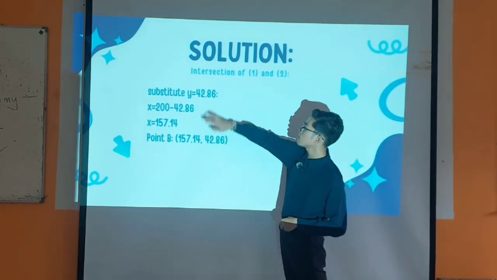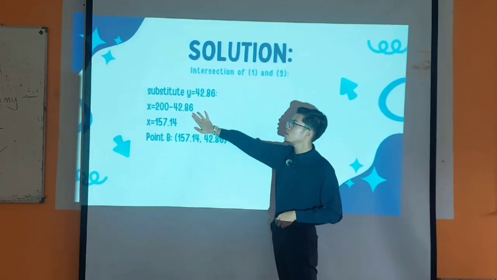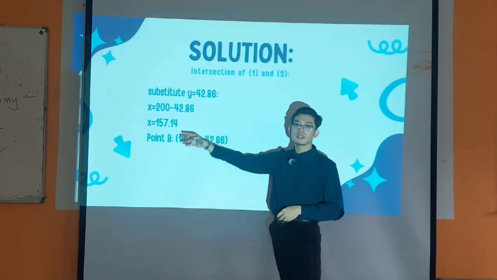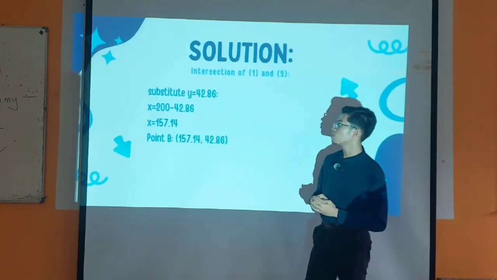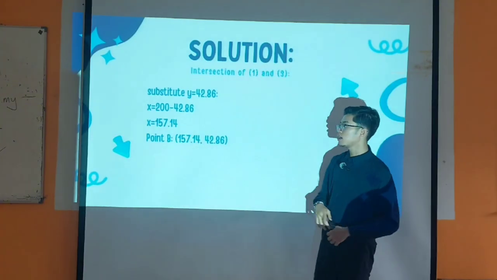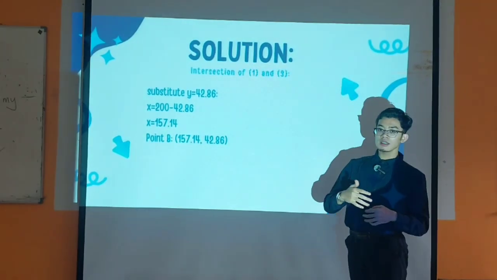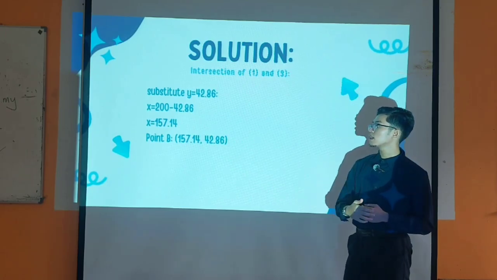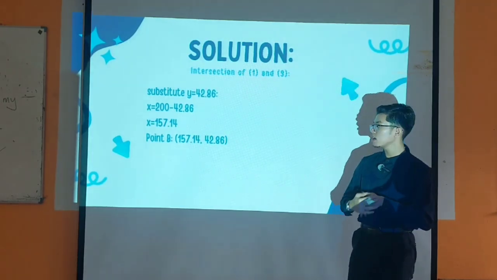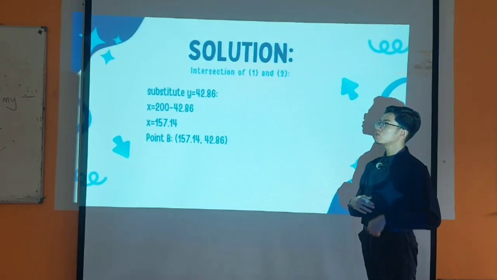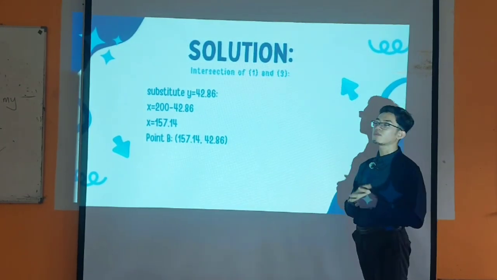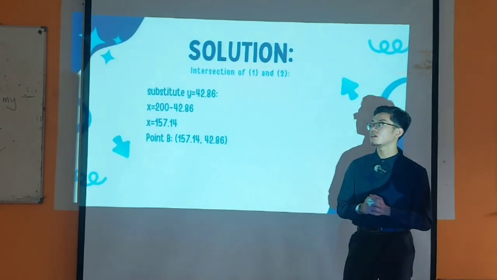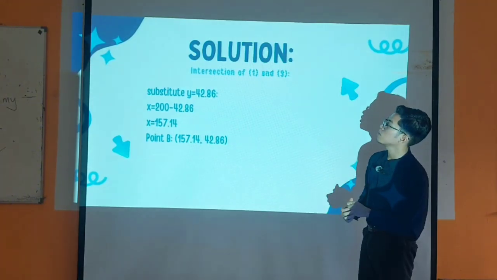Okay, next. When we get y equals 42.86, we will substitute it in the first equation, and the answer that we get is 157.14. So the answer that we get for point B, which is the second intersection, is x equals 157.14. However, y is 42.86. Okay, let's move to the third solution.